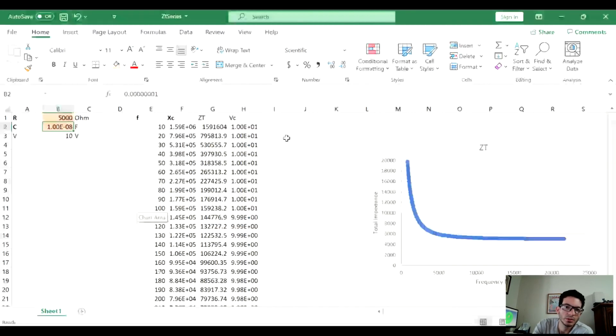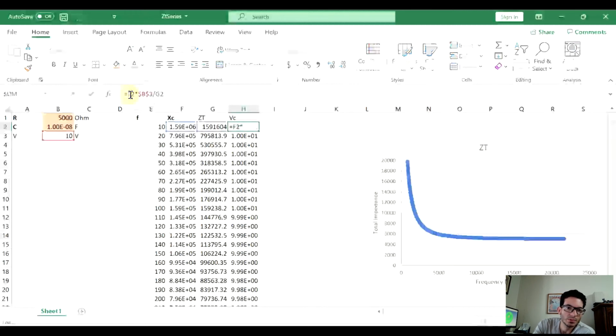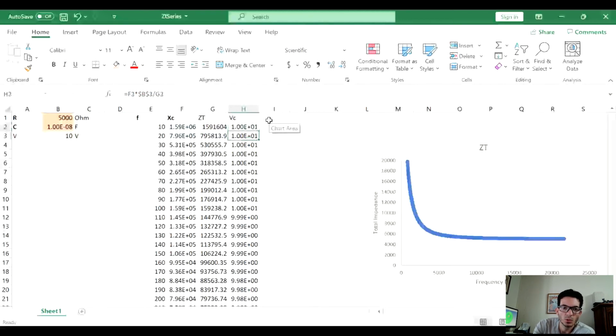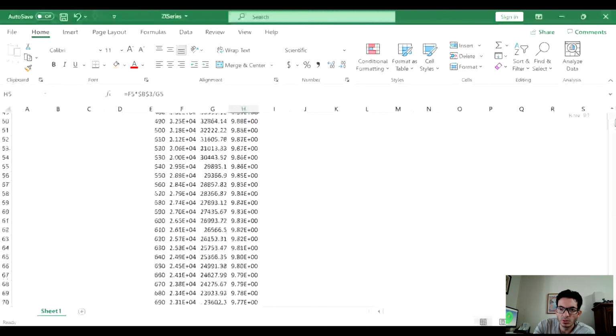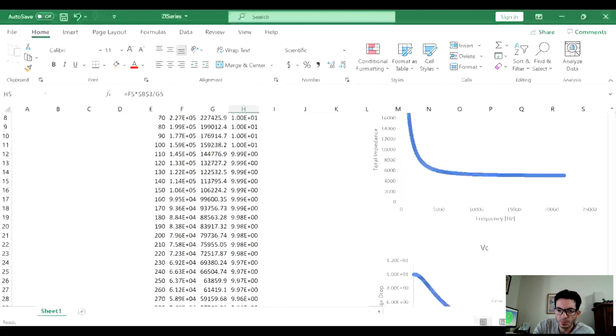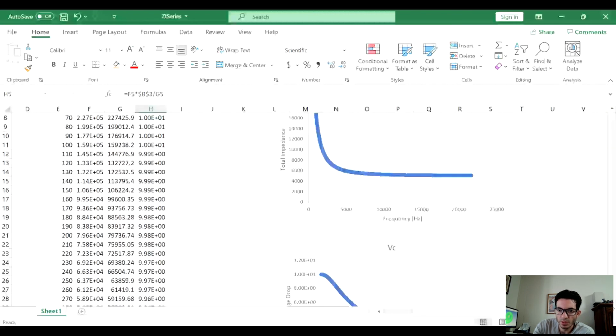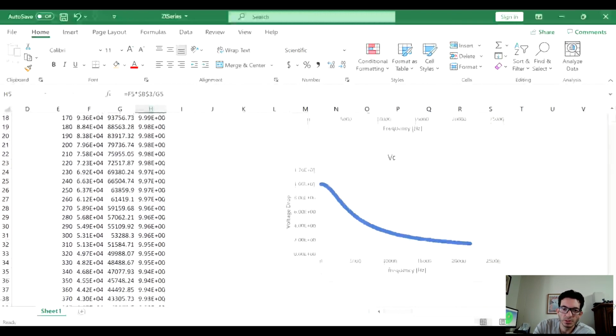By doing this computation, you have this column right here, which is the reactance of the capacitor times the voltage divided by the total impedance, and we want to do that throughout the frequency domain. And if you plot your frequency versus your voltage, you're going to get this response.